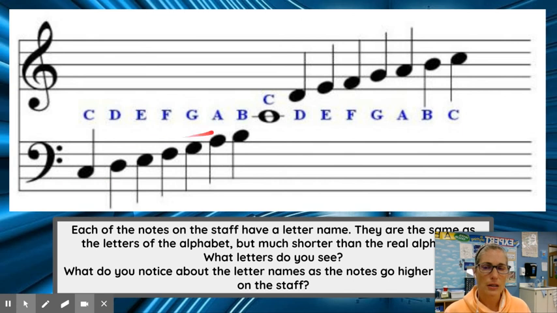Now the alphabet that we're using is a very short alphabet. Let's find the letter A, that's the beginning, and let's look at the letters. A, B, C, D, E, F, G. And when we get to G, we start all over again with A. A, B, C, what would be next? D, E, F. Now if we go back down here, here's the A again. What comes before A in this special alphabet?